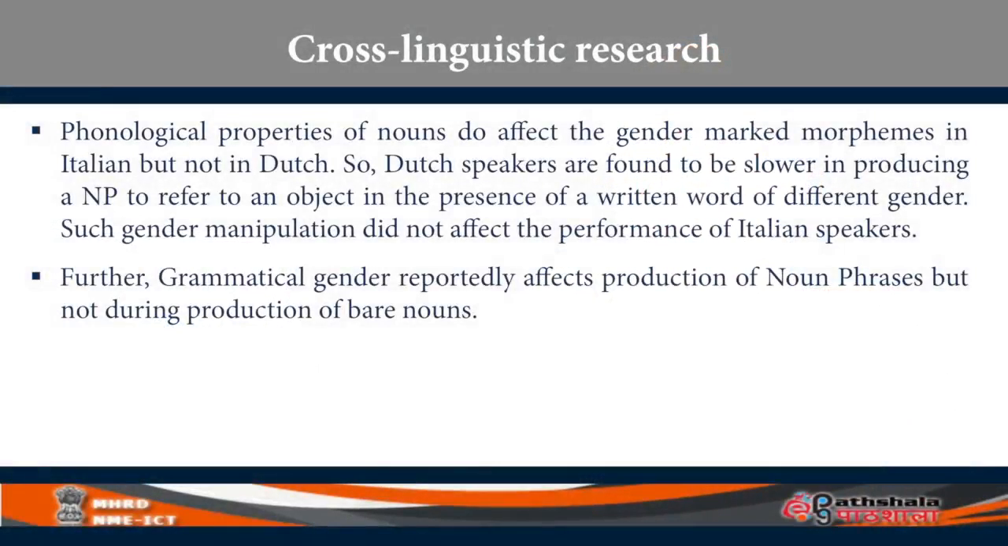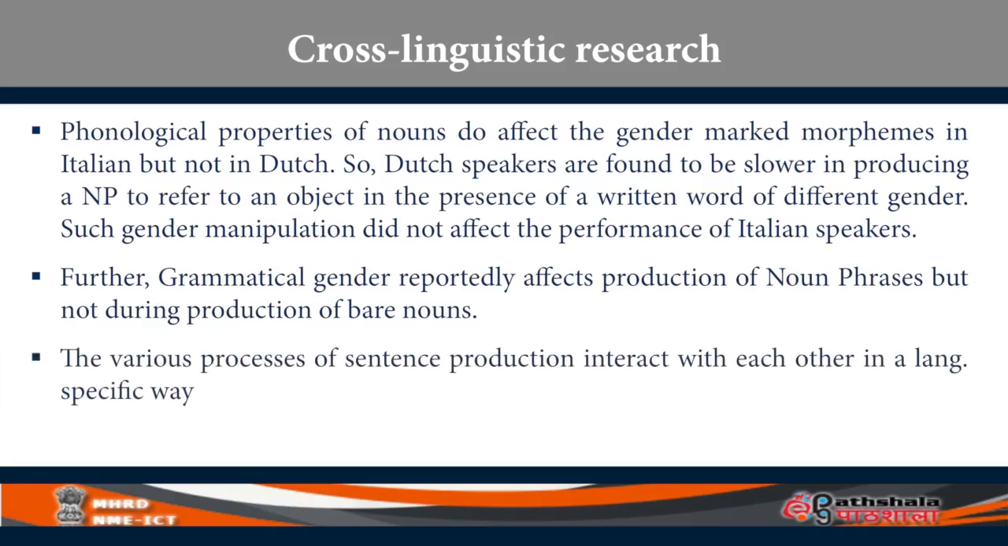Further, grammatical gender reportedly affects production of noun phrases, but not if you have to produce only nouns. A noun phrase is a syntactically higher category, right? So the cross-linguistic research is basically saying there is a lot of interaction. It is not top-down and unidirectional. Speech production is not a process coming from mind to lips, with information flowing only in that direction.